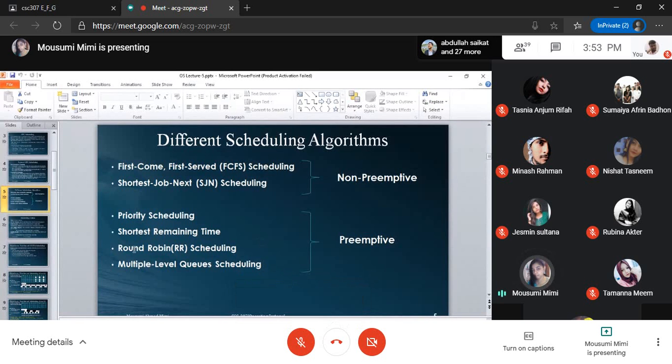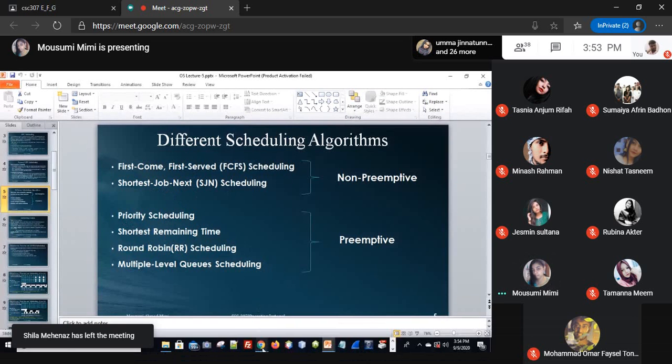That's why the shortest remaining time is the slowest algorithm, and shortest job next scheduling is the super fast algorithm. So according to the faster way, first is the shortest job next, then first come first serve, then round robin, and at last the shortest remaining time.